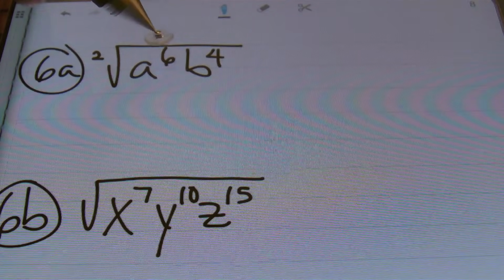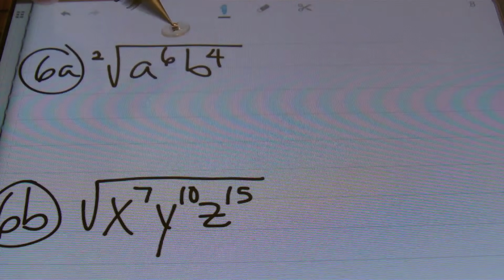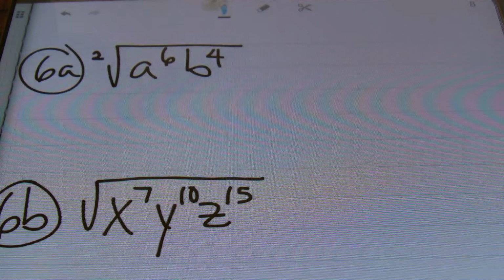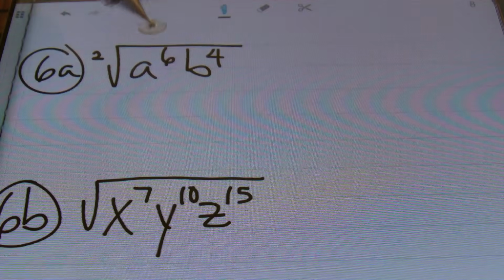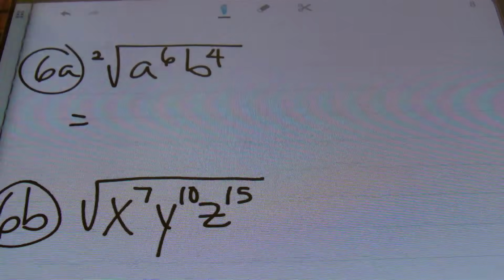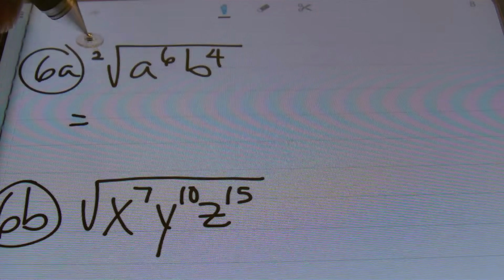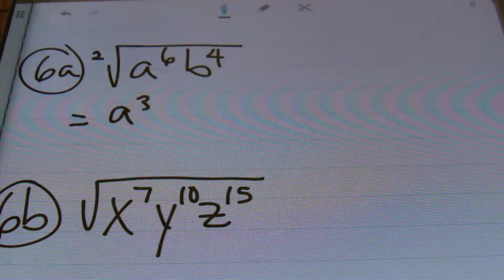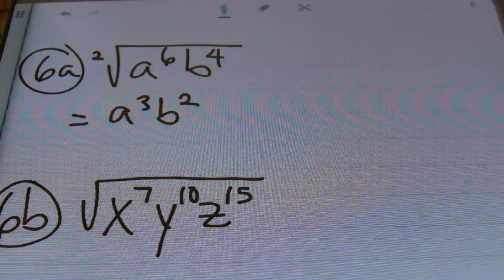If you have an even exponent underneath the radical sign and you're dealing with a square root, you can take the square root of it. In other words, a to the 6 is a perfect square, as well as b to the 4th power is also a perfect square because its exponent is even. So, in order to simplify this, you simply divide the exponents. You'll say that 6 divided by 2 is 3, so this leaves me with a to the third power. Then 4 divided by 2 is going to give me 2, so that'll be b to the second power.